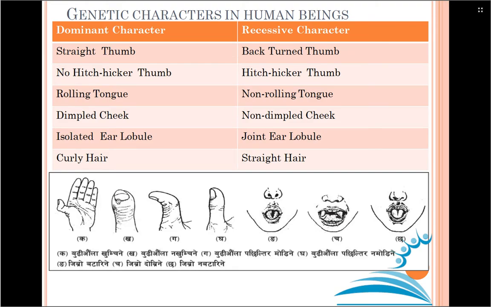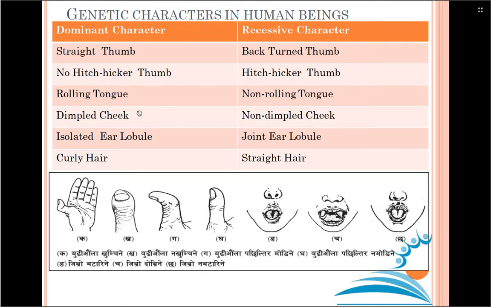Another is rolling tongue and non-rolling tongue. For example, many people can roll the tongue, so that's why it is a dominant character. And non-rolling means they cannot roll the tongue, so it is a recessive character.